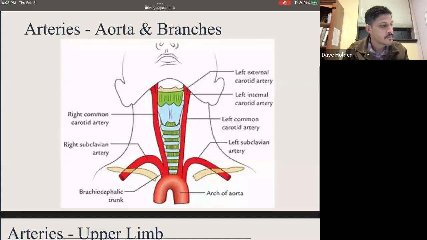Now, next thing. If you look at this neck, you will notice there are 2 major blood vessels right up alongside the neck. That is the primary source for blood supply into the head, neck, face, and brain. Those are the carotid arteries, the right and left common carotid.